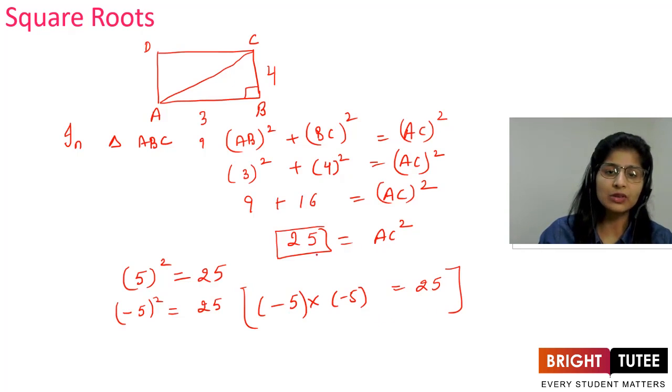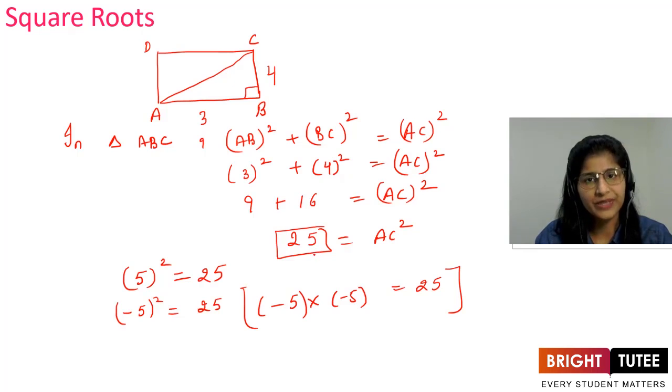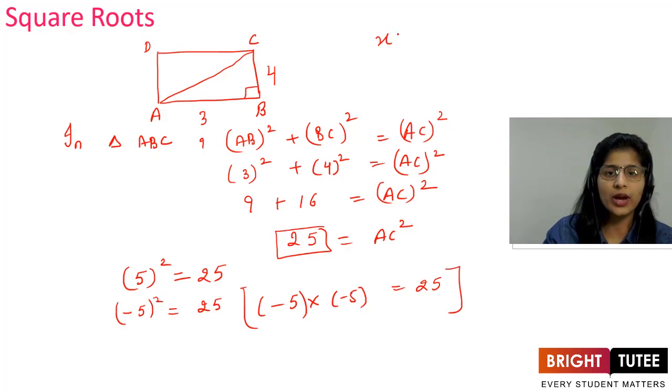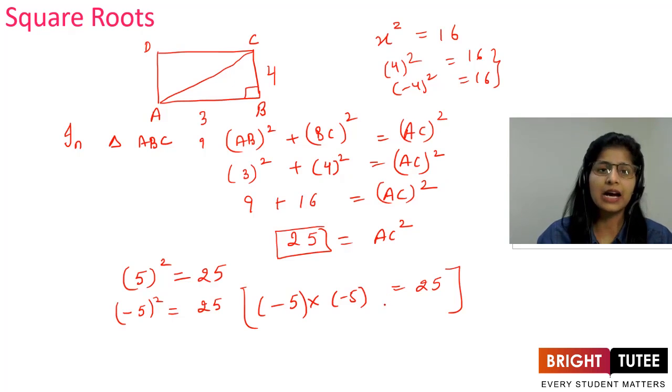So whenever we do the inverse operation, where we know the square and we find the number, this process of finding the number whose square is known to us is known as finding the square root. Is that clear? Suppose I say x square is equal to 16. Then 16 we get from 4 square as well as minus 4 square. But in this chapter, in our class 8, we are just going to focus on positive values. So AC will be 5 and here x will be 4.